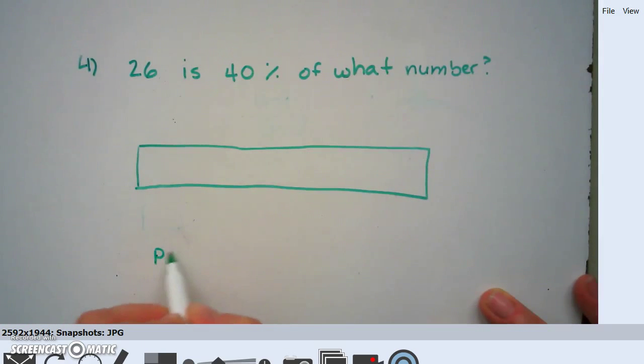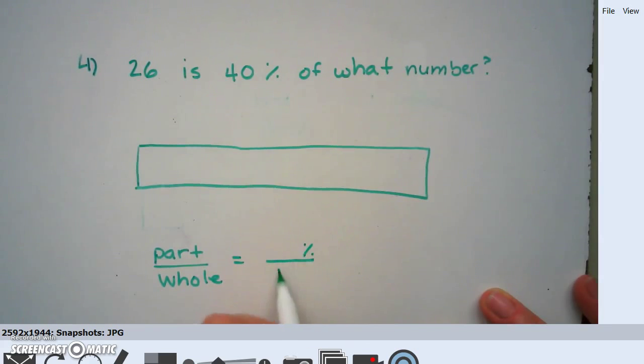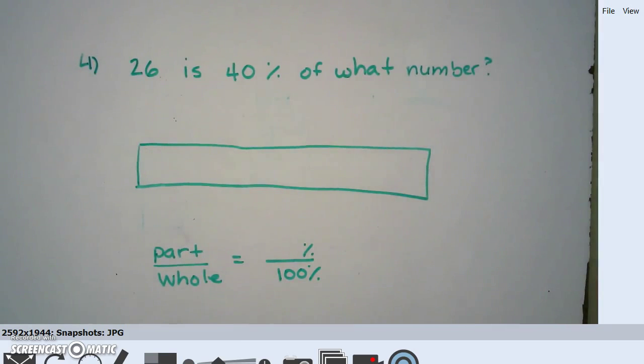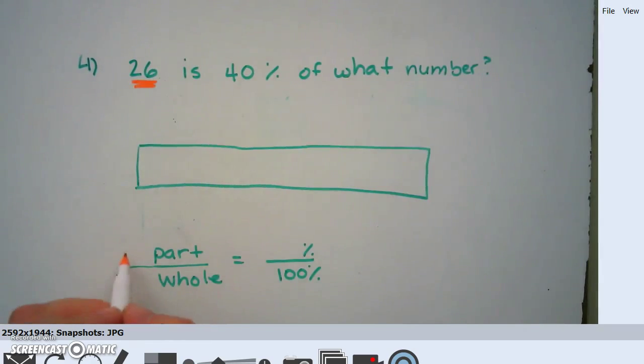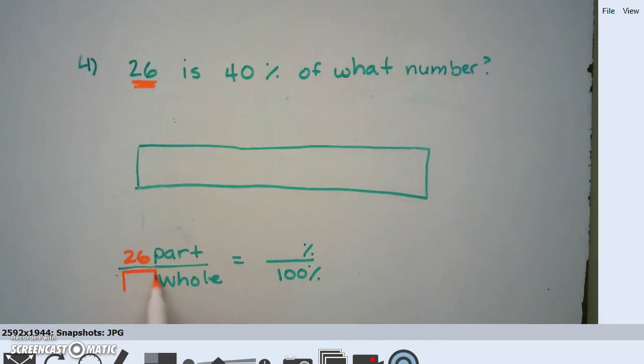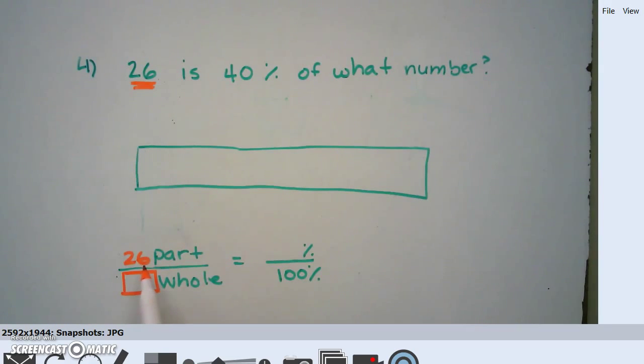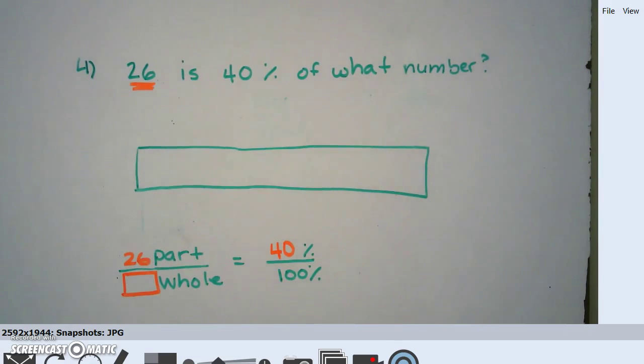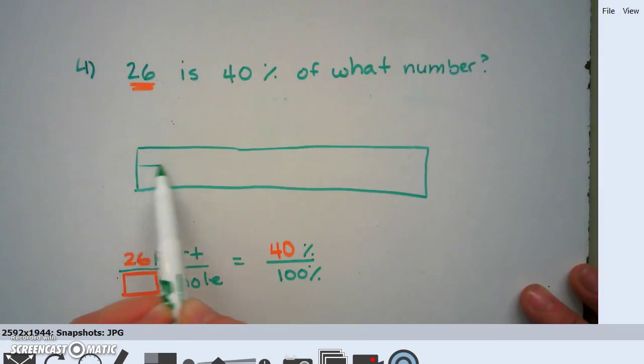Now, this is a part to whole equals a percent out of 100 ratio. And here we know the part. We know that the part is 26. We don't know what the whole is. Our problem asks us to find it. But I do know that 26 is equal to 40% of whatever my whole is. So let's break up this bar diagram.